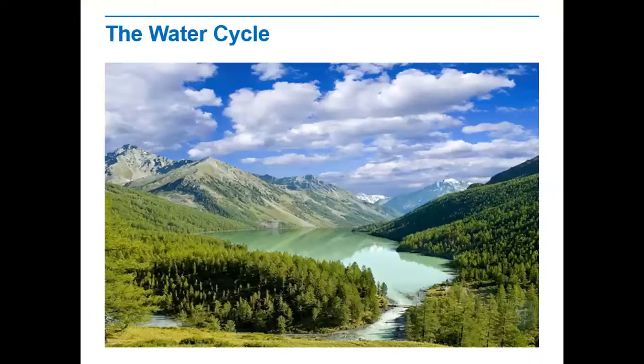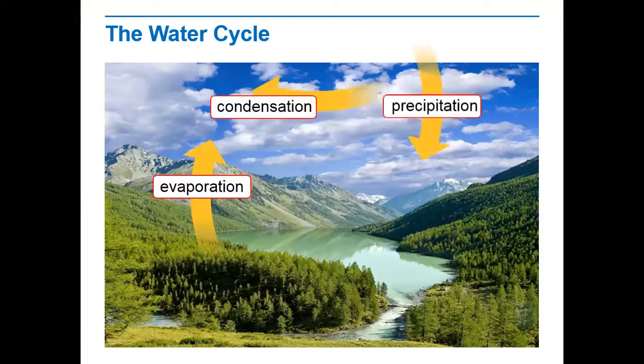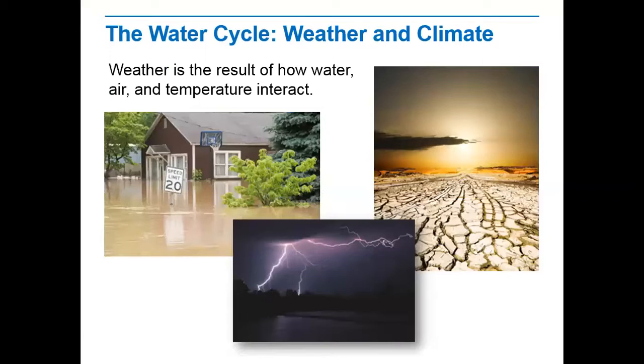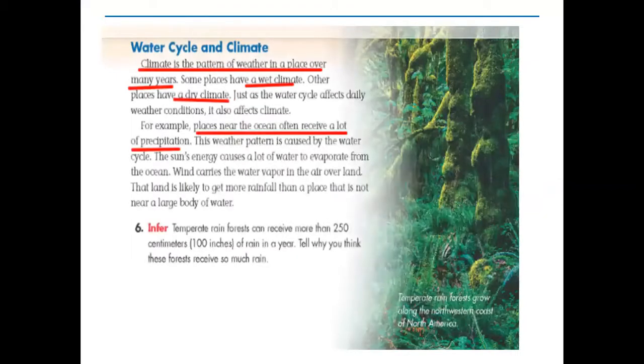The steps of the water cycle: evaporation. What comes after evaporation? Condensation, precipitation, storage. Again, evaporation, condensation, precipitation, storage. Now the water cycle, weather and climate. Weather is the result of how water, air, and temperature interact. You see? Now, water cycle and climate.